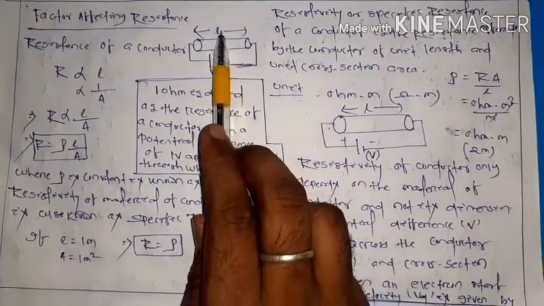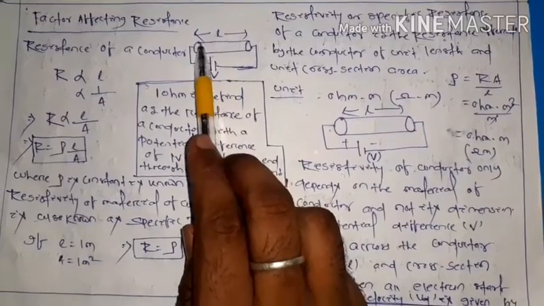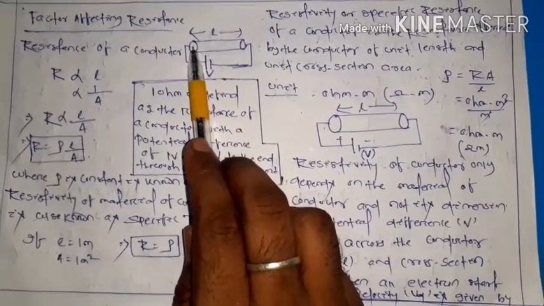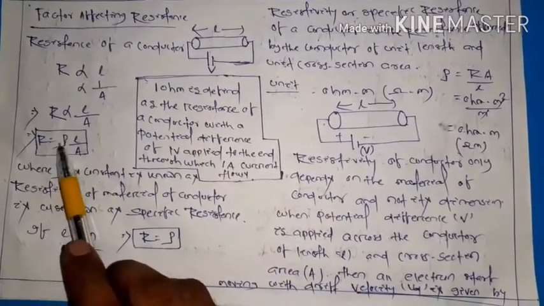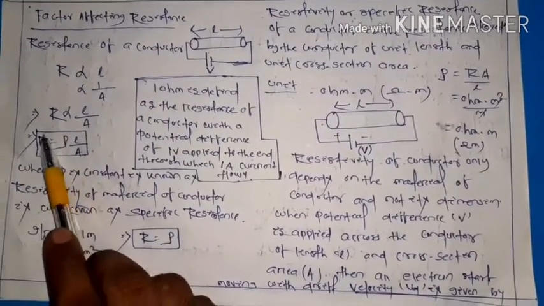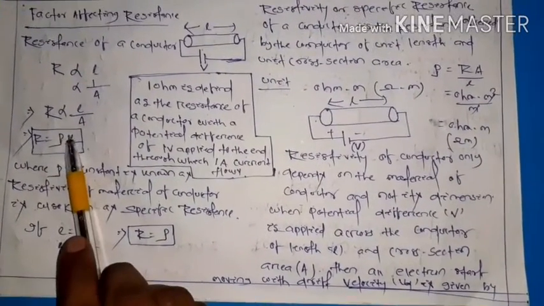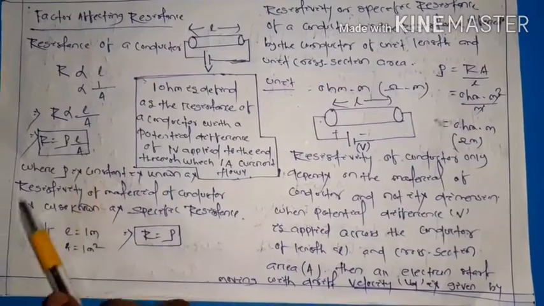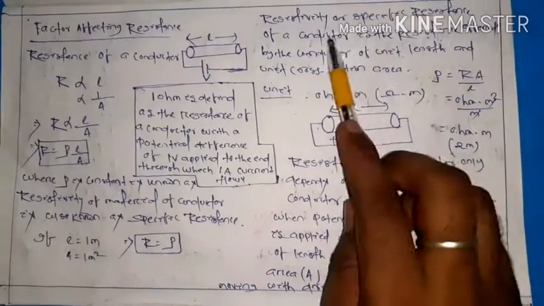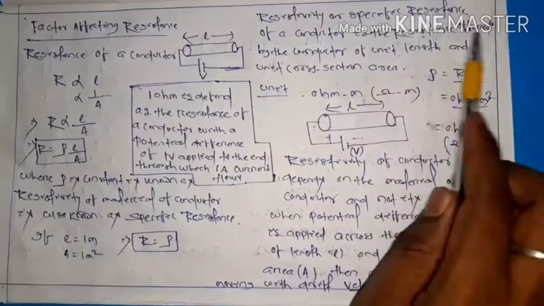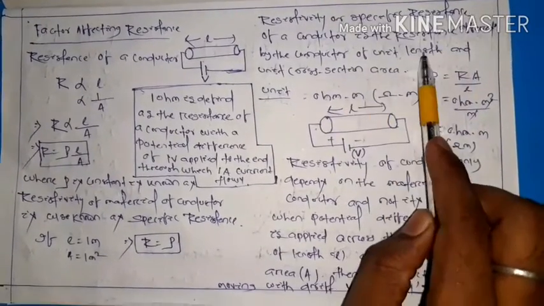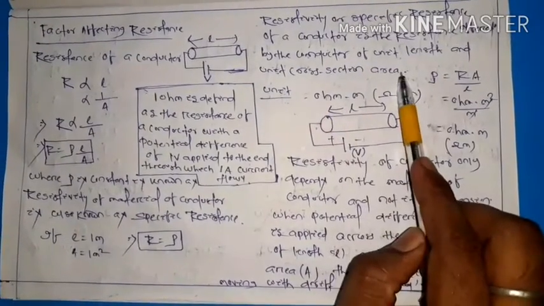If the length of the conductor is 1 meter and its cross-sectional area is 1 meter square, then R is equal to rho. Resistance is numerically equal to resistivity. So the resistivity or specific resistance of a conductor is the resistance offered by the conductor of unit length and unit cross-sectional area.